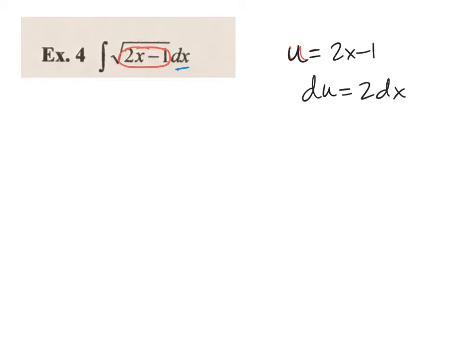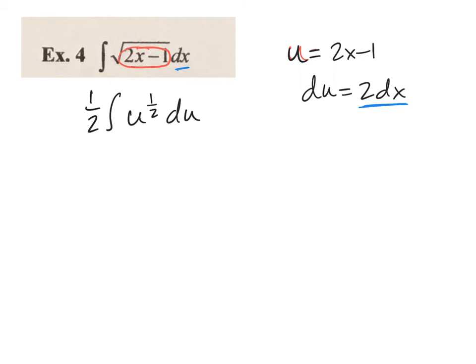Well, we can't straight up replace it with 2 dx, but we can do that if we balance it out by going ahead and multiplying our integral by 1/2. So let's put a factor of 1/2 out in front to make up for the fact that du is actually 2 times dx. So then we could rewrite this as u to the 1/2 du. Remember, the square root of something is the same thing as raising that to the 1/2 power. It's easier to write your integrand with rational exponents because it's easier to find the antiderivative.